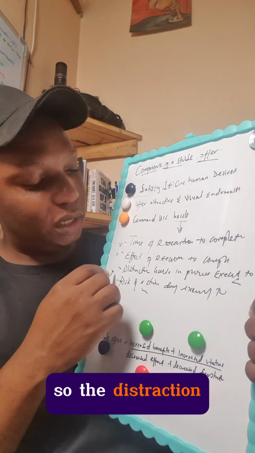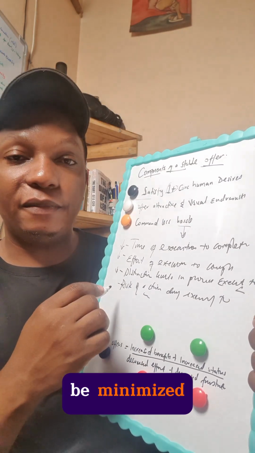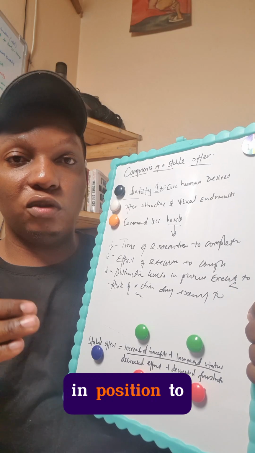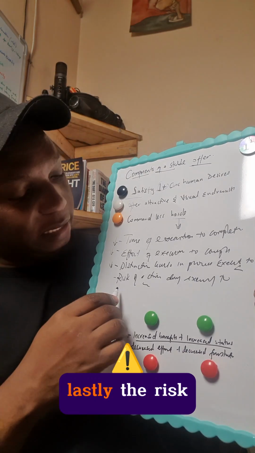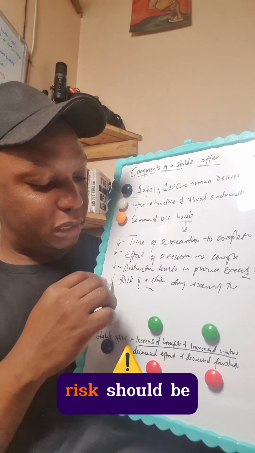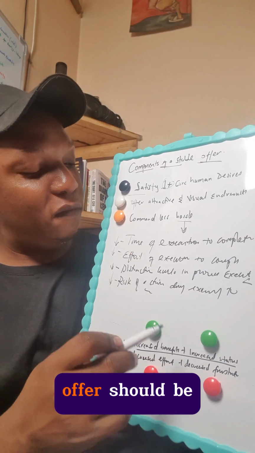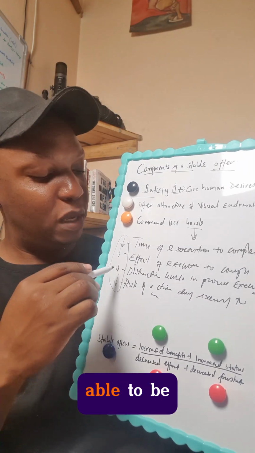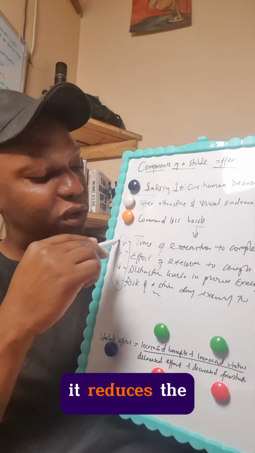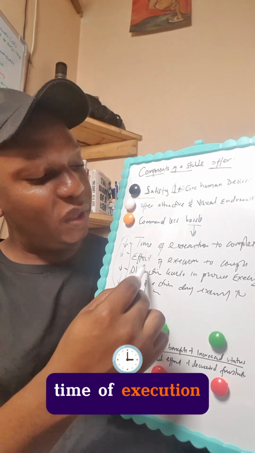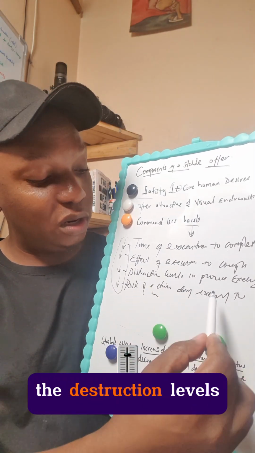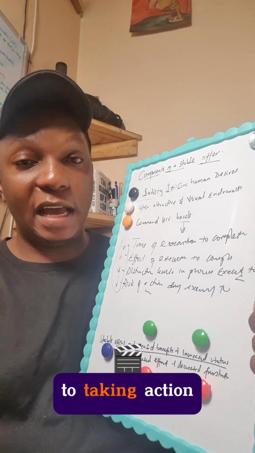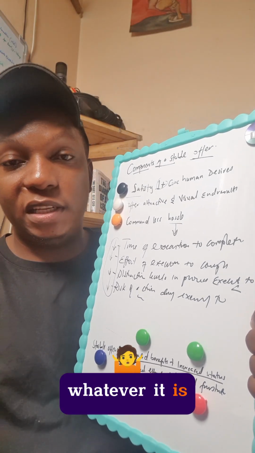So the distraction should also be minimized, because more distractions means people are not going to be in position to take action. And then lastly, the risk. Even the risk should be low. So your offer should be able to command all these. In other words, it should be positioned in a way that reduces the time of execution, effort of execution, the distraction levels, and the risks involved in taking action on whatever it is that you're selling.